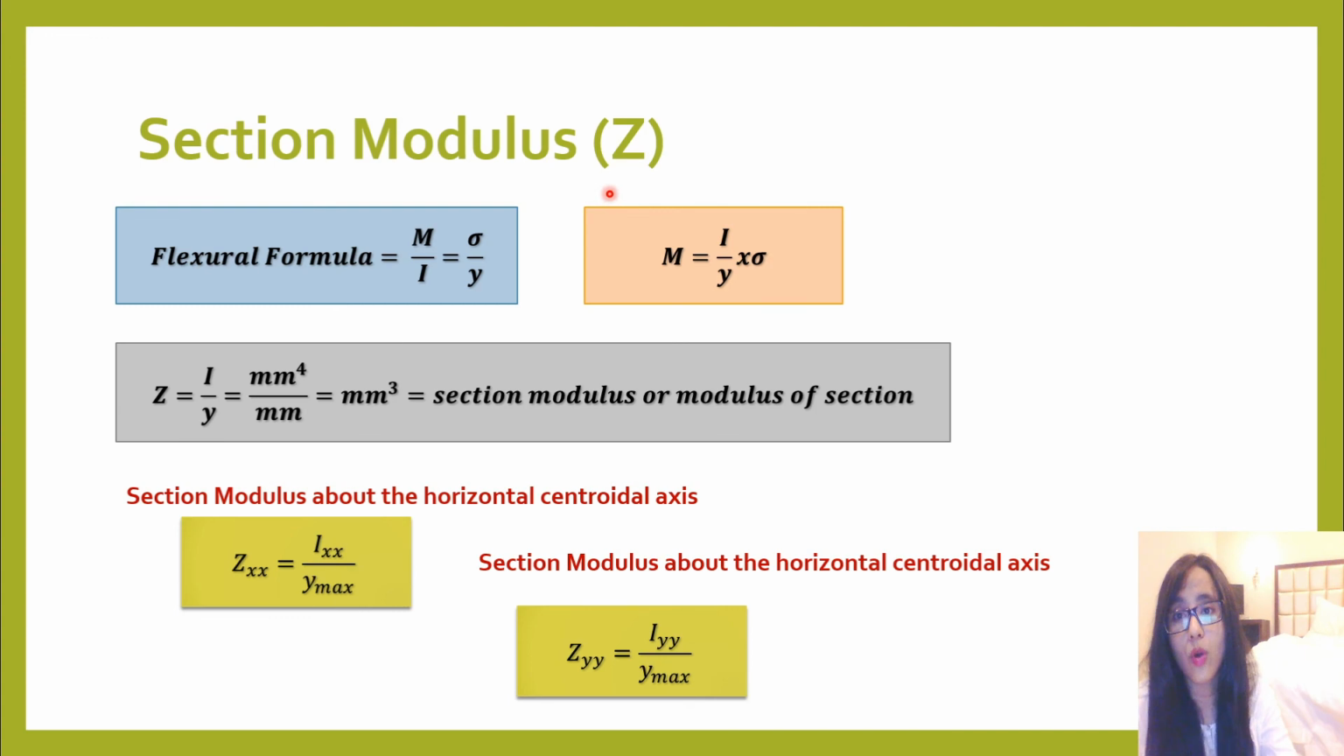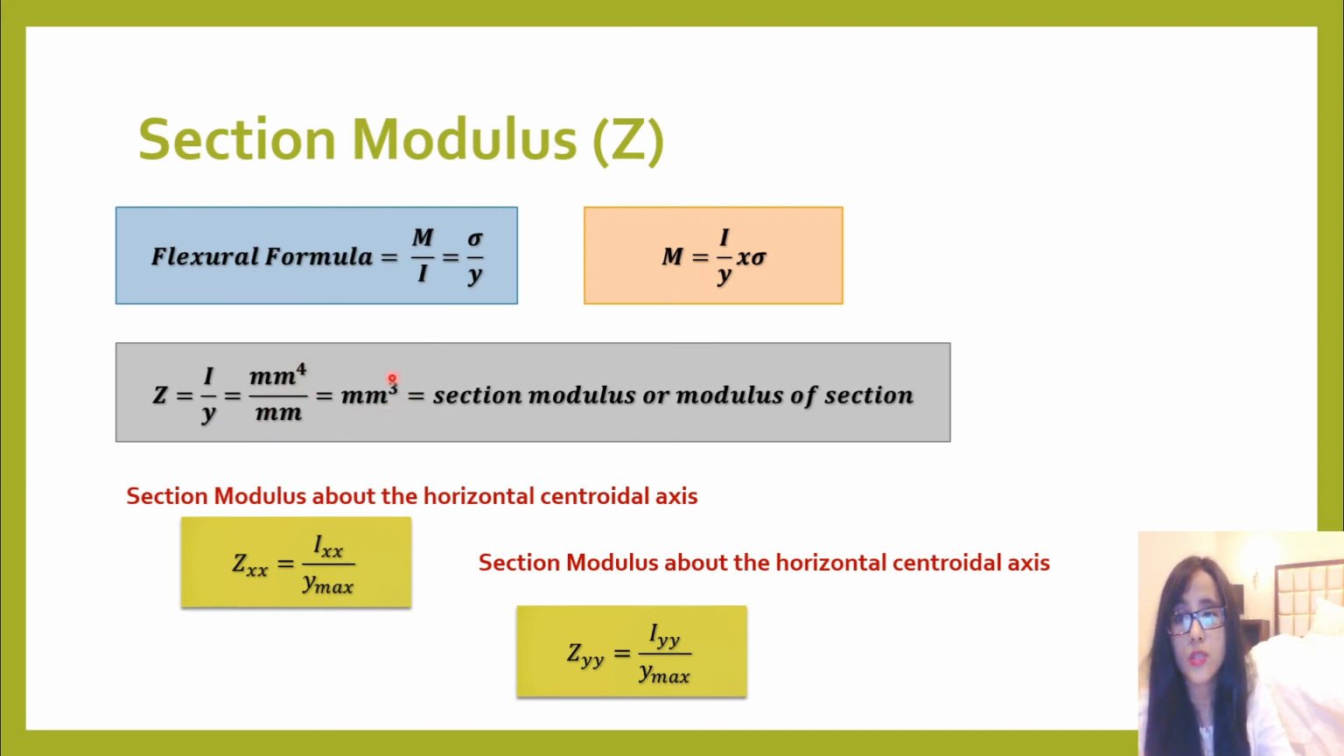Now next is section modulus. From this flexural formula we can find moment of resistance as M equals I by y into sigma, right? Now this I by y is equal to Z. Z here is the section modulus, okay? So Z is equal to I by y and its unit will be mm raised to power 3. How? Moment of inertia has unit mm raised to power 4, y is a distance so it is in mm, so when you cancel these you will get mm raised to power 3.